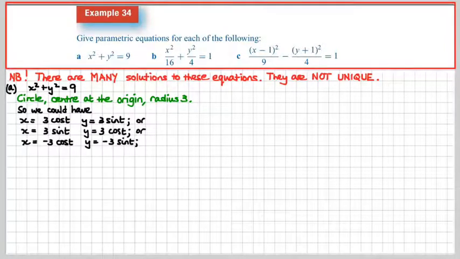Yeah, but you could also have x is this and y is that. That'll get you the same result. That just means that the circle started in a different spot or rotated around in a different direction or something like that.